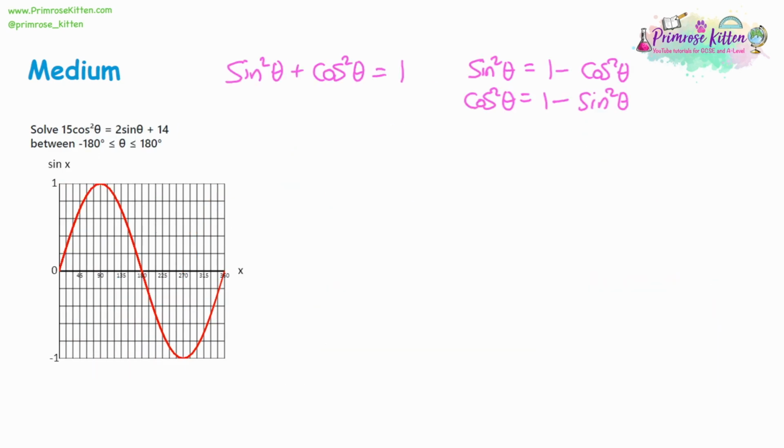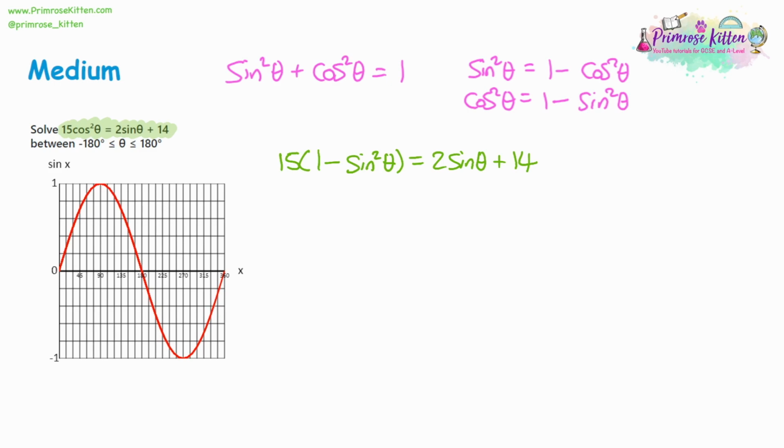Our next question also has a mix of cos and sine. So we have to use trigonometric identities to get them into just one of those. Now, cos squared theta is equal to 1 minus sine squared theta. So we can change cos squared into sine using that method. That means we're going to have 15 lots of 1 minus sine squared theta be equal to 2 sine theta plus 14. So we want to rearrange this and get everything onto one side.